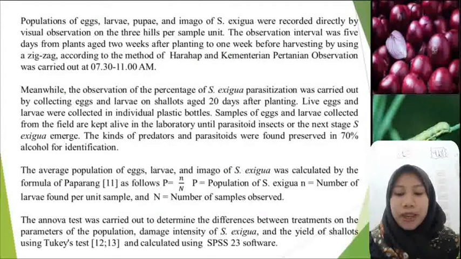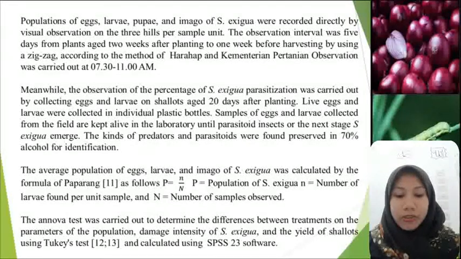Damage intensity of Spodoptera was recorded based on the number of leaves attacked, directly by visual observation on a sample unit of 3 hills. The kinds of predators were recorded directly in the sample unit of shallots by using an insect net. 15 double swings were selected randomly for each treatment. The observation was carried out at 7:30 until 11 am. Samples of egg and larvae collected from the field were kept alive in the laboratory until parasitoid insects or the next stage of Spodoptera emerged.